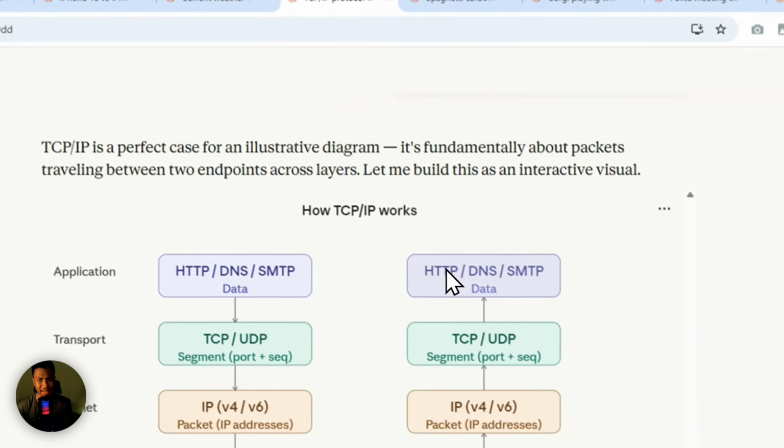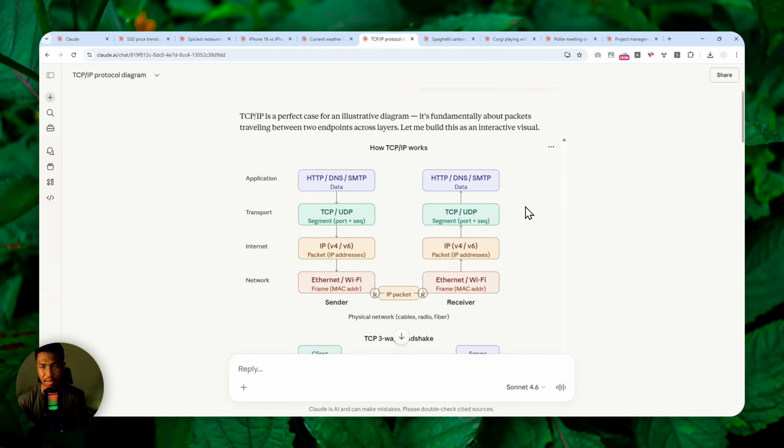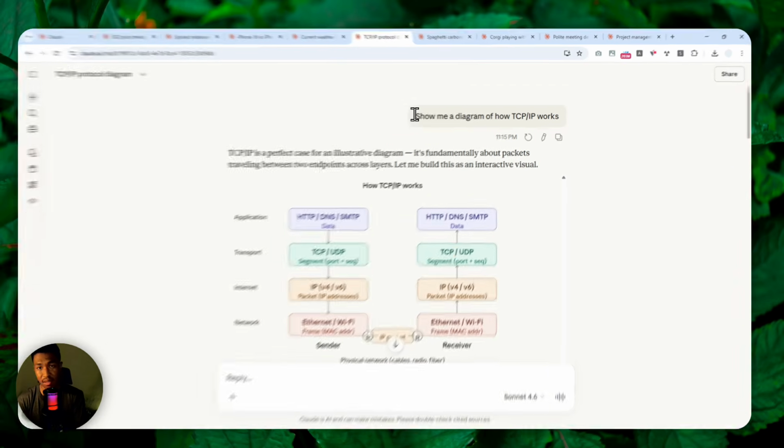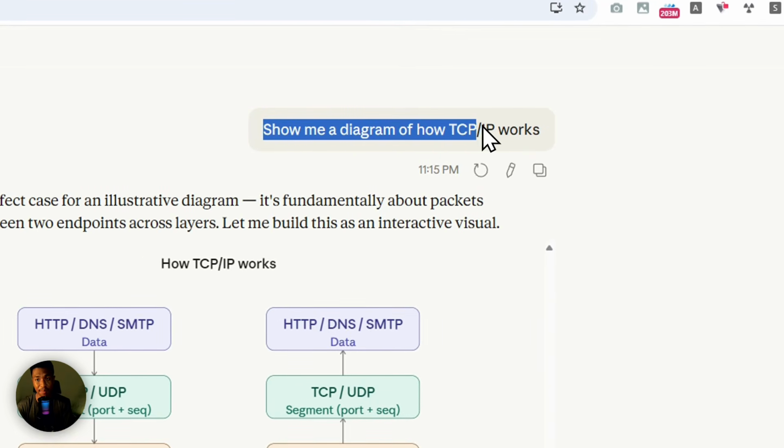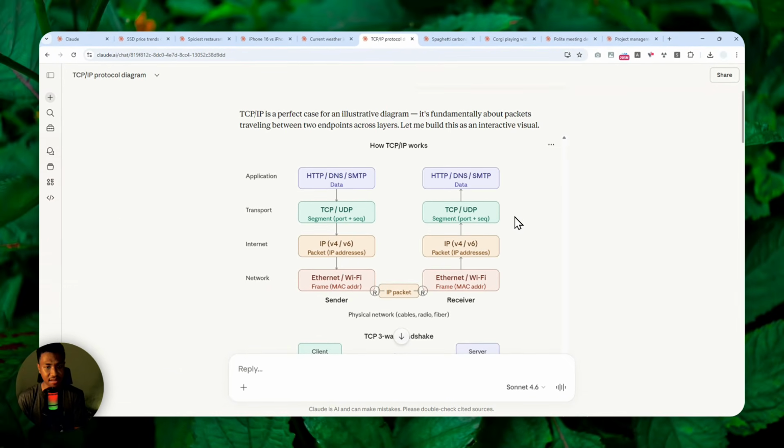Okay, let's continue. And this one is also quite interesting. It is basically creating a diagram, and the prompt that I use is this, very simple. Show me a diagram of how TCP/IP works, and I got this result. And what's even better about this is that you can click on any of these elements and it will send a message to Claude. Let me give you one example.